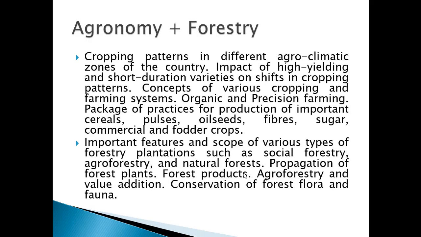And when you look at agronomy and forestry, we have different topics like the cropping pattern in different agroclimatic zones. Here you just need to make some 2 to 3 pages of notes. Look at the impact of high yielding and short duration varieties. Have specific examples like the short duration variety Pusa 120, red gram.